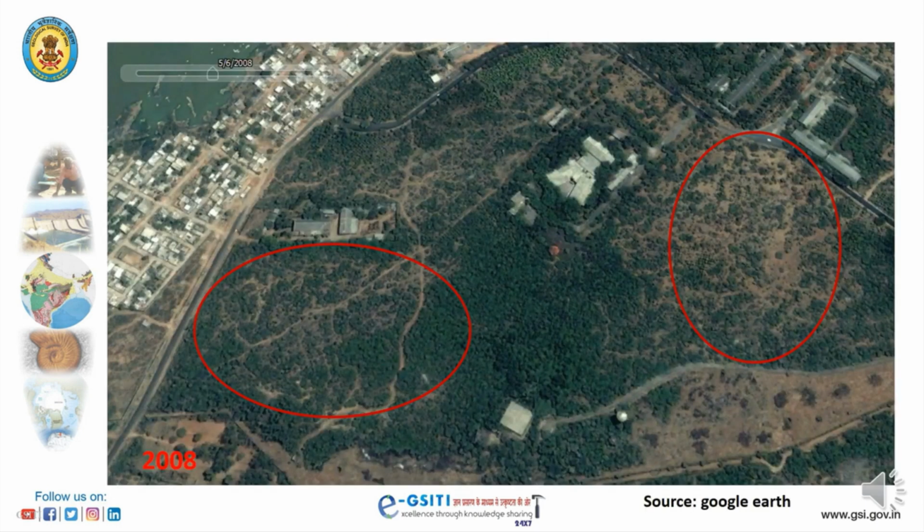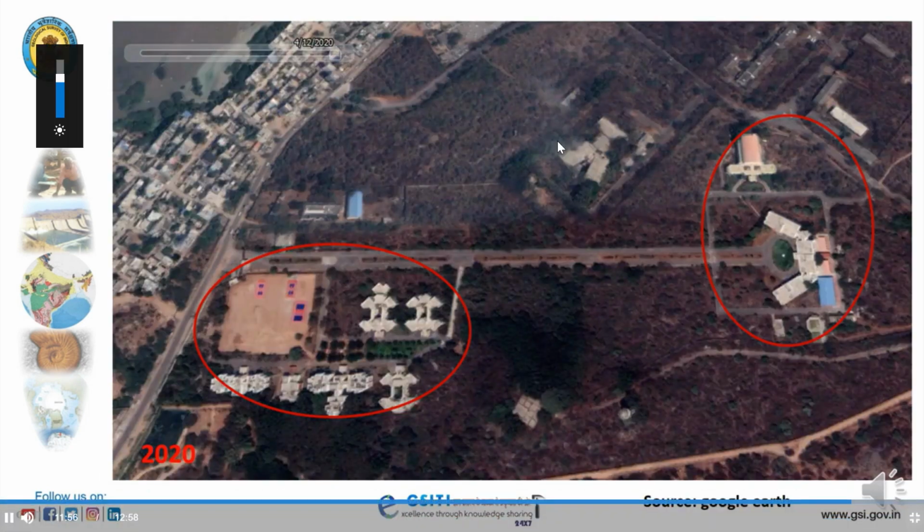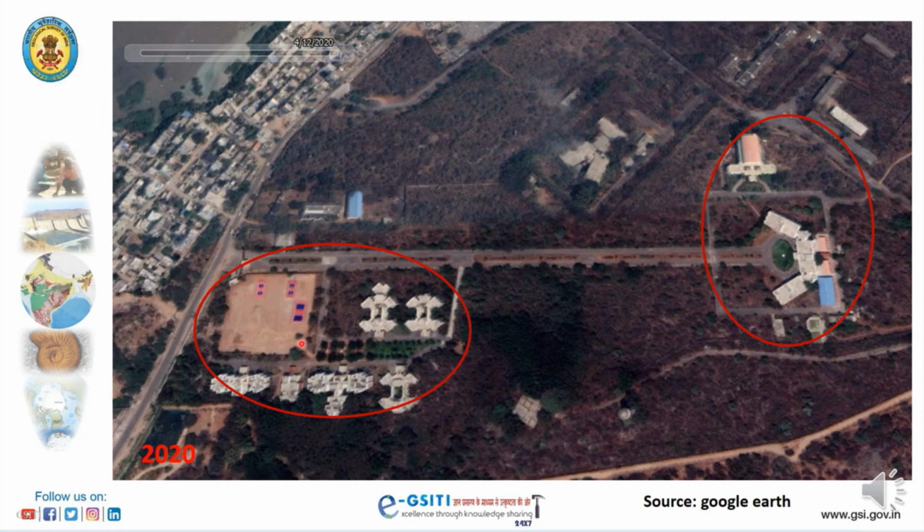For better understanding of change detection, here I am showing you a Google Earth image of an area. This was collected in 2008 and you can see these red circles, and the same area is viewed here in 2020. We can see the changes which happened from 2008 to 2020. So this much development you can mark, and this one also you can see. So this is the utilization of change detection studies.